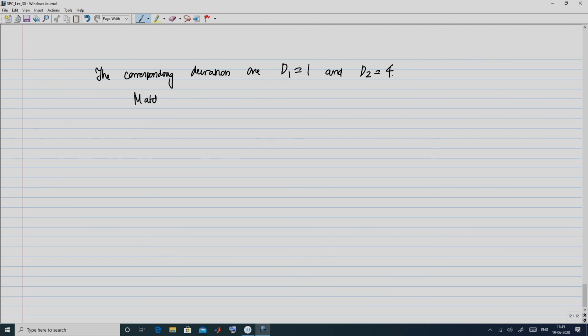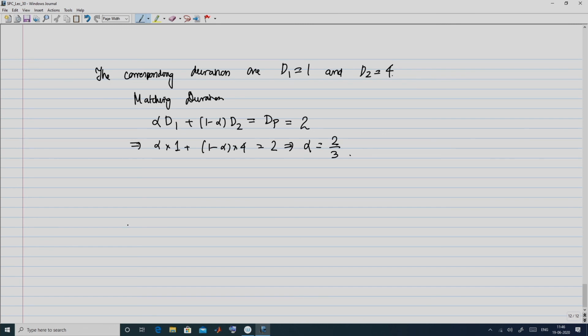So, then we do this matching duration, and what is this going to be? It is going to be the weight of the first bond times duration d 1 plus weight of the second bond times duration d 2, which is equal to the duration of the portfolio, which is 2. So, this implies that alpha times 1 plus 1 minus alpha times 4 is equal to 2, which implies that alpha is equal to 2/3. So, that means you have to assign 2/3 weight to the first bond and 1/3 weight to the second bond.